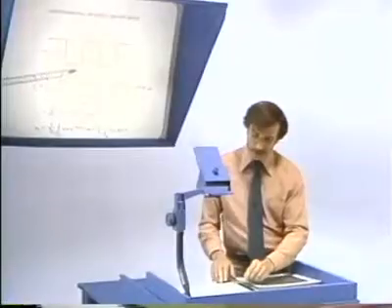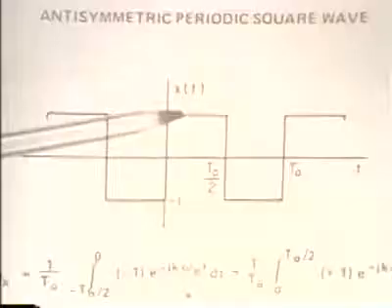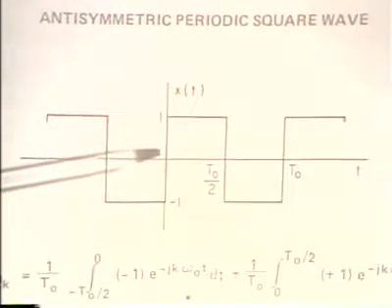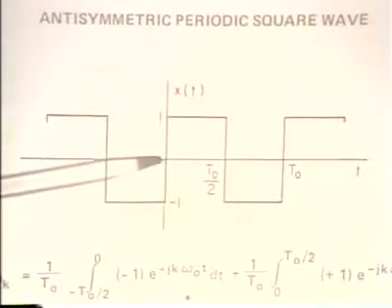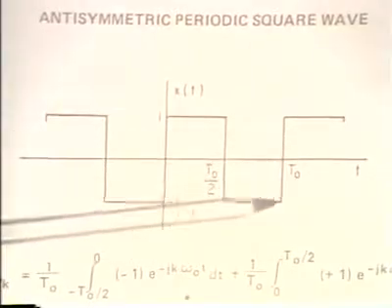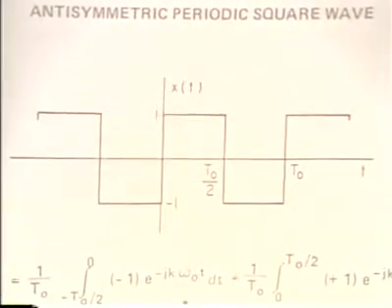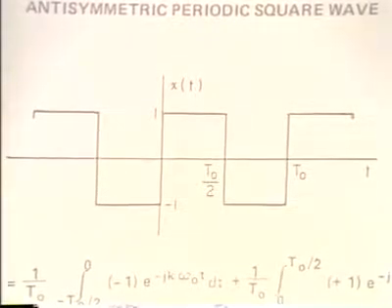Now, going back to the original function that we have, what we're saying then is that the 0th coefficient is 1 over T0 times the integral over one period, which is, in effect, the average value. And it's straightforward to verify that for this case, that average value is equal to 0.